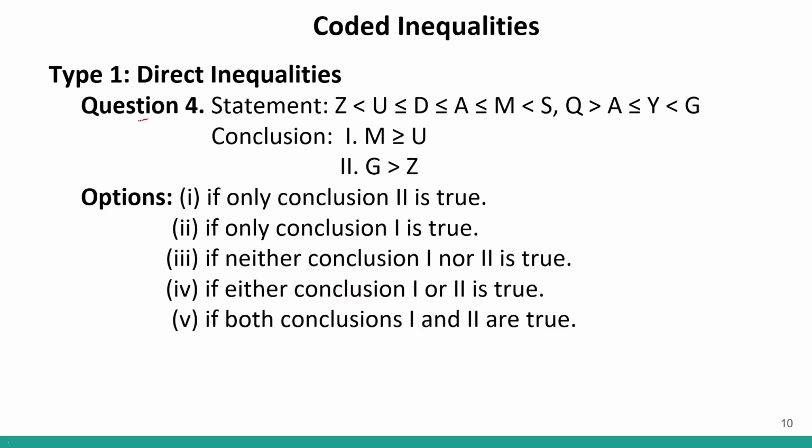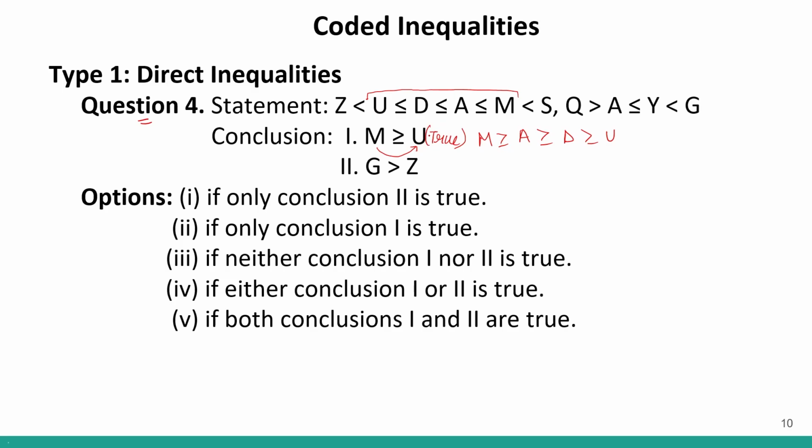Now, coming to question number 4, statements are given to us and conclusions are given to us. So first conclusion is M is greater than equal to U. That means we will move from M to U, correct? So if I move from M to U, I can see this much relationship, correct? So M is greater than equal to A, which is greater than equal to D, which is greater than equal to U. So clearly over here, I can see that M is greater than equal to U. Therefore, this will be true.